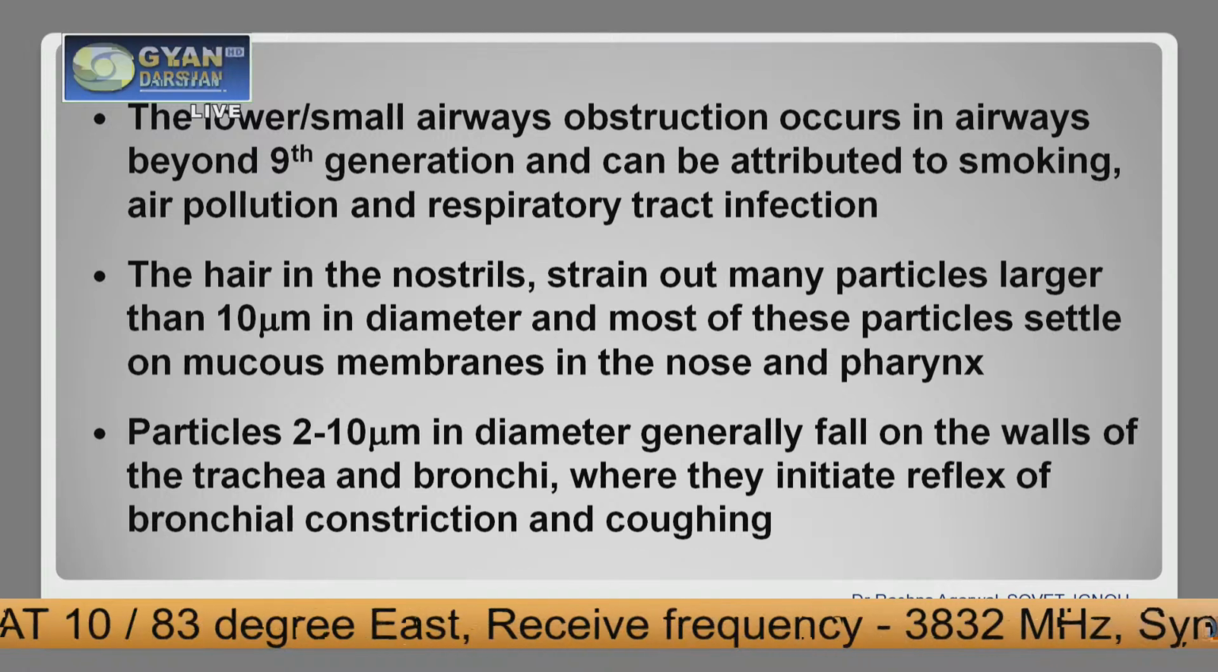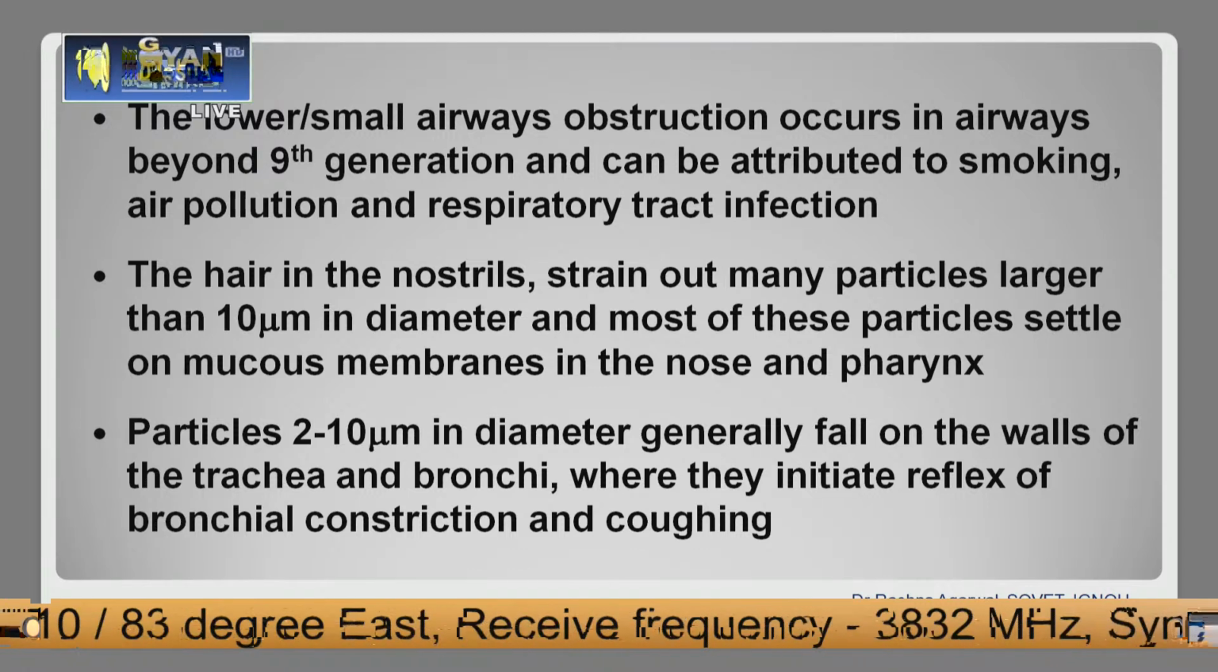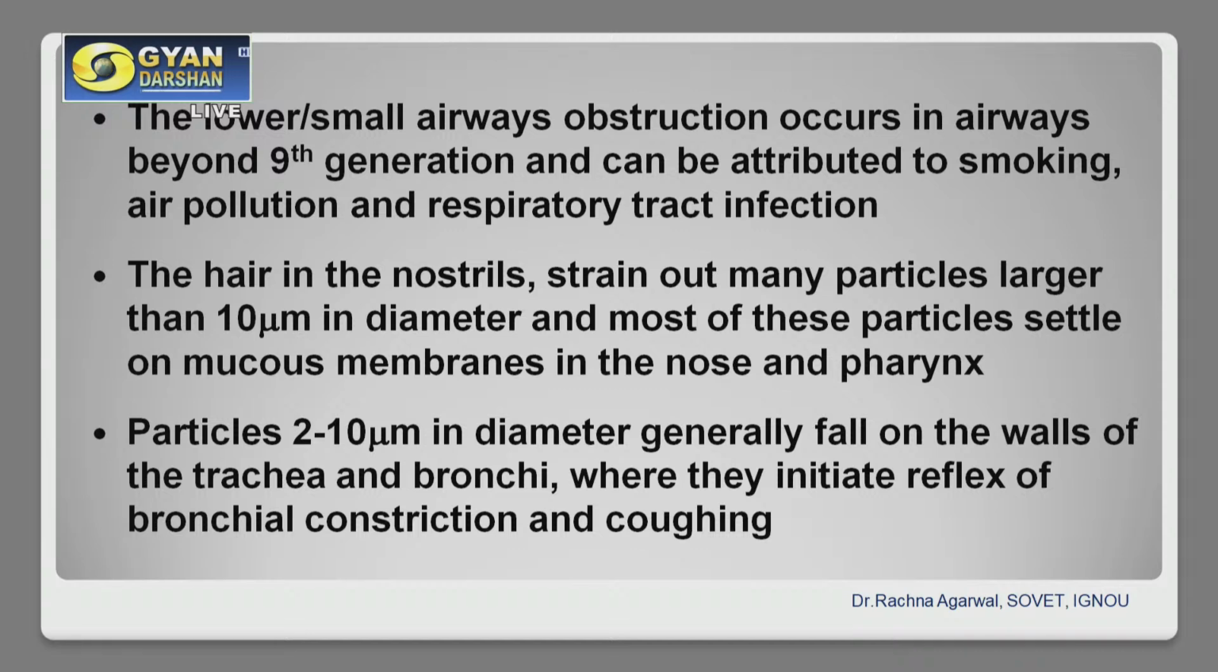And the lower or the smaller airways obstruction occurs in the airways beyond the 9th generation, and this again is attributed to smoking, air pollution, and respiratory tract infection. So it is a bottom-up approach, in the sense that first the smaller ones get clogged, blocked, and then gradually and slowly it leads to the upper blockages.